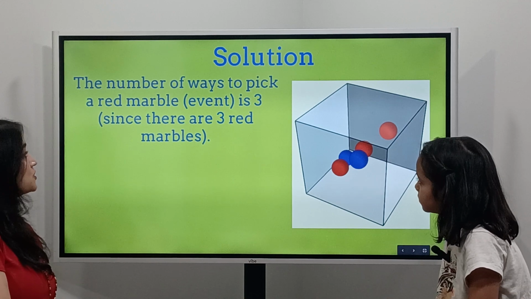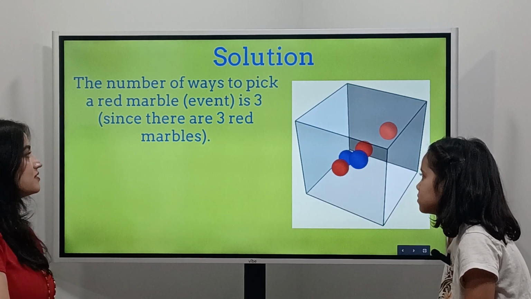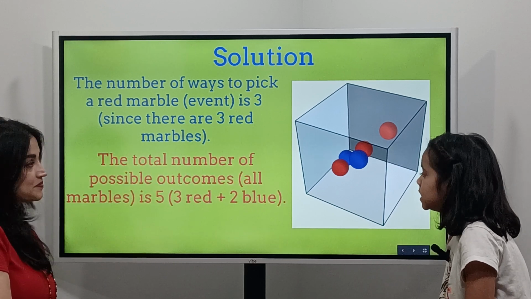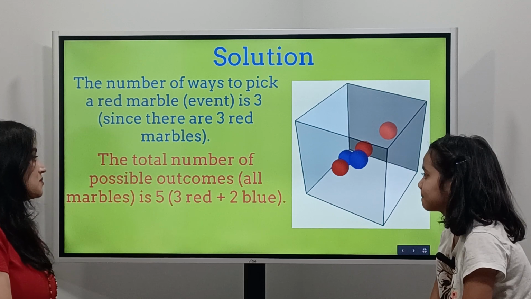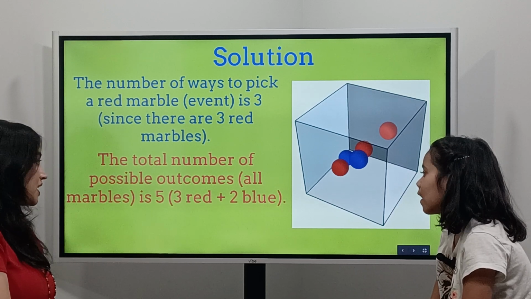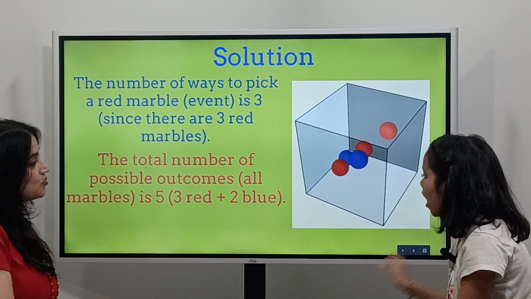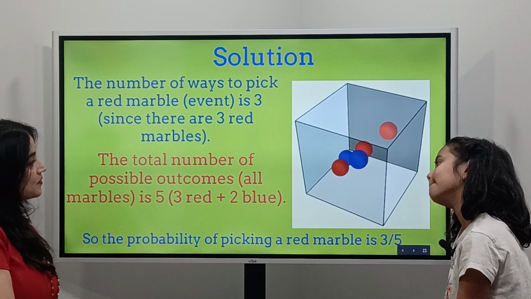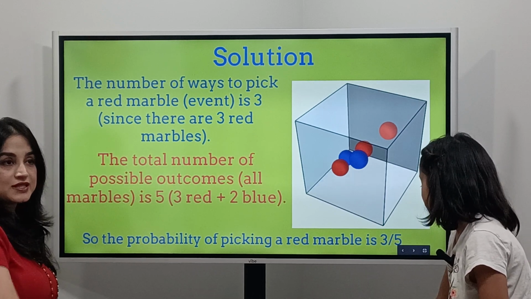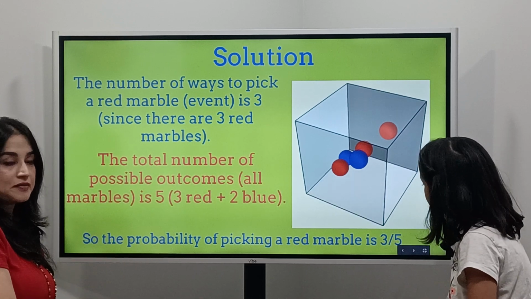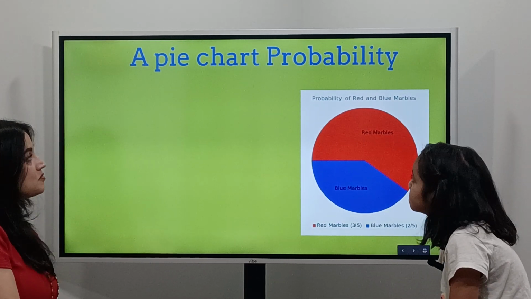The number of ways to pick a red marble is 3, since there are 3 red marbles. The total number of possible outcomes, all marbles, is 5, which is 3 red and 2 blue. So the probability of picking a red marble is 3 by 5. So let's see it in a chart.